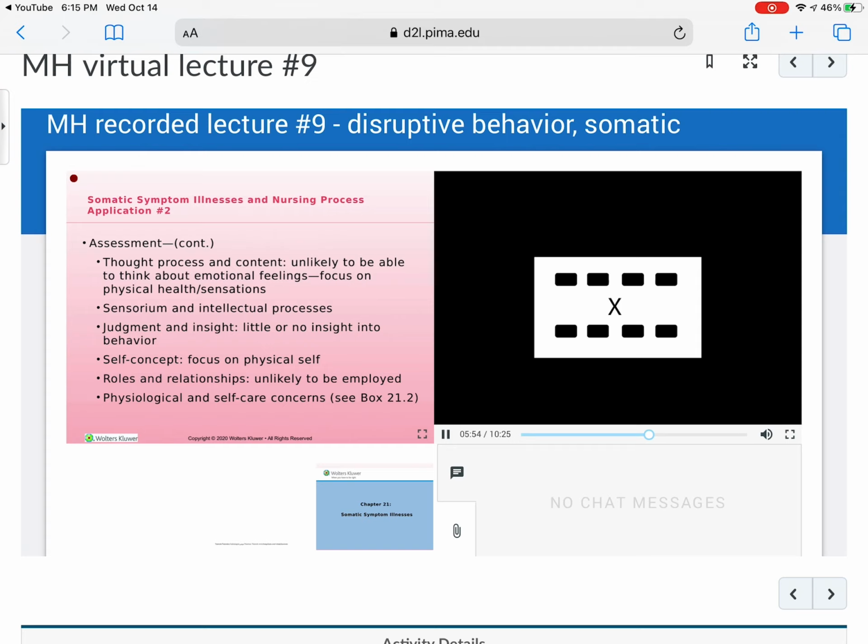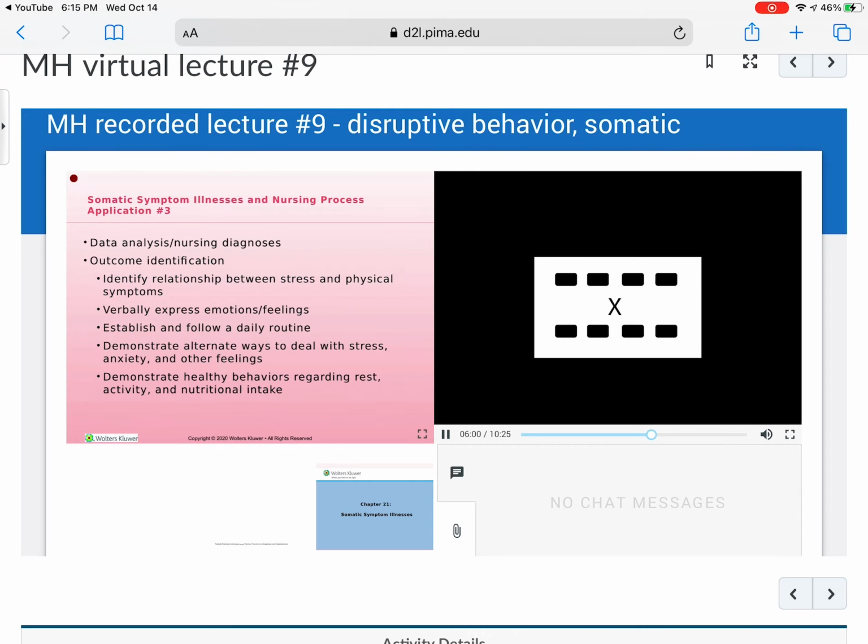Self-concept, their roles and relationships. Are they employed or unemployed? And their ability to take care of themselves. So what we're going to do then, we're going to formulate nursing diagnoses. We're going to look at the relationship between stress and physical symptoms.